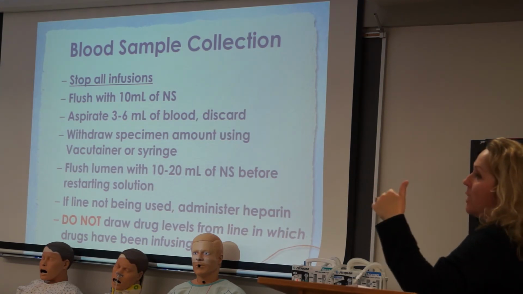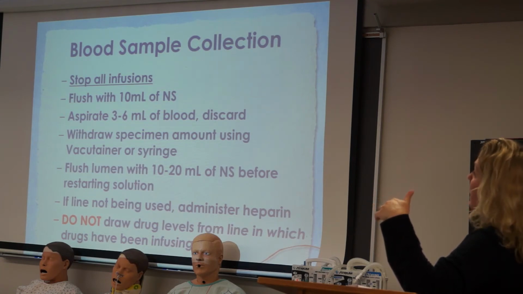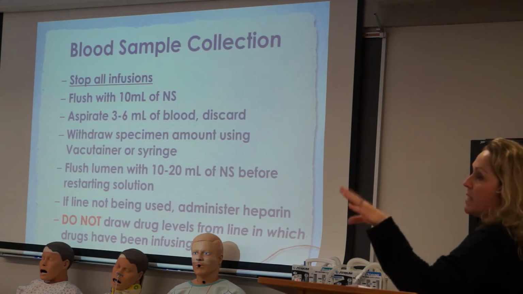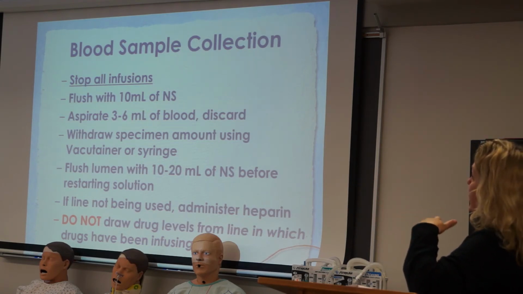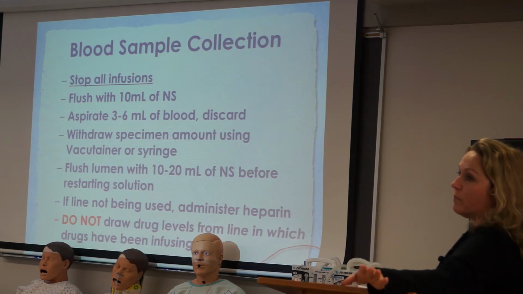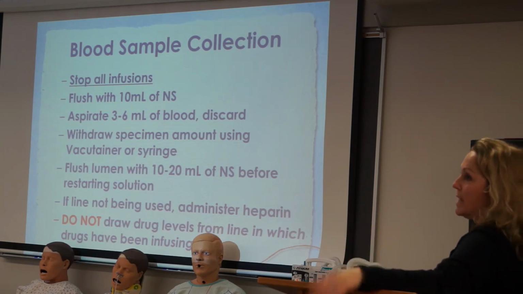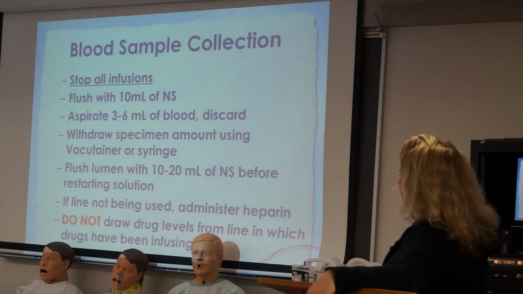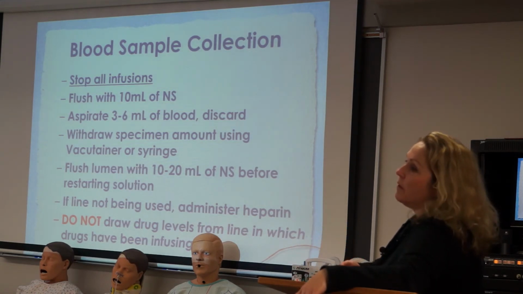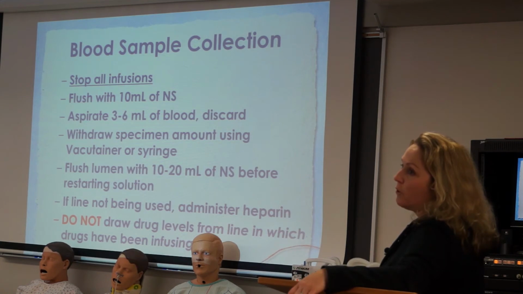Then you have to flush the line with 10 mLs of normal saline. And that's to get that medication or whatever was infusing out of that line. Then you have to aspirate 3 to 6 mLs of blood and throw it away. This is called waste. We waste 3 to 6 mLs of blood, and you just throw it away. And then you draw up however much blood you need for your lab.